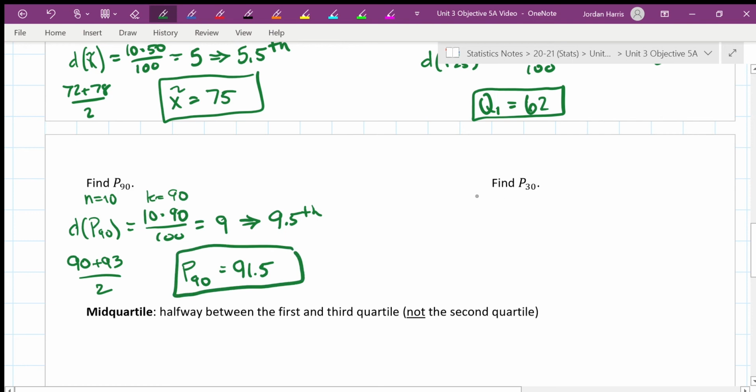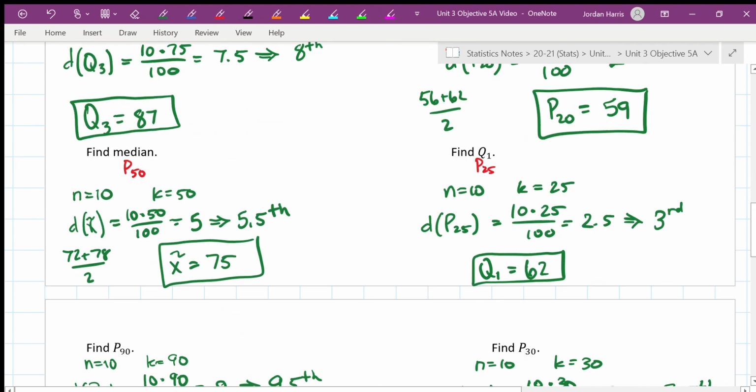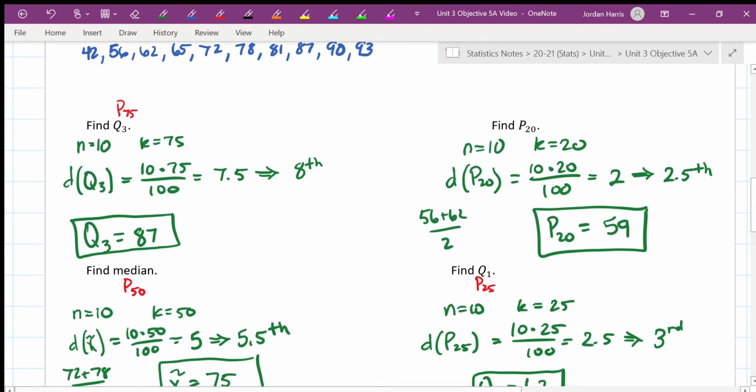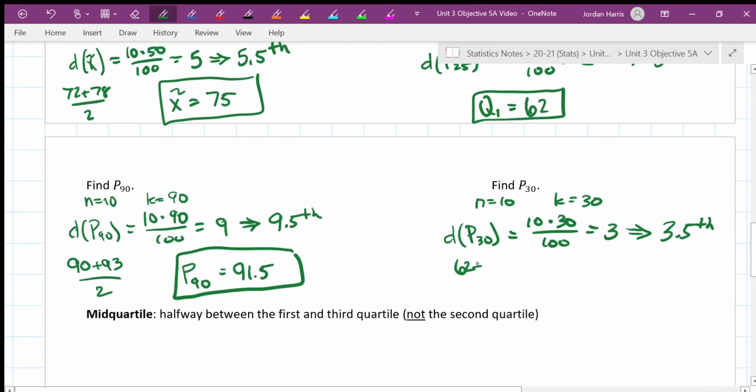And finally, my 30th percentile, n equals 10, k equals 30. So the depth of the 30th percentile is 10 times 30 divided by 100, which in this case is 3. Have to follow those rules, so that's a whole number. That means 3.5. Halfway between the third and fourth term, so halfway between 62 and 65. So that is 63.5. That's my 30th percentile.